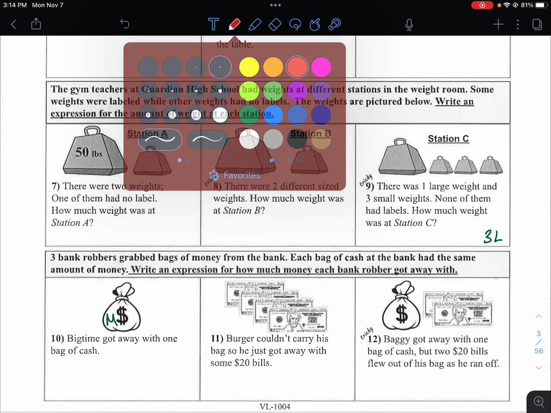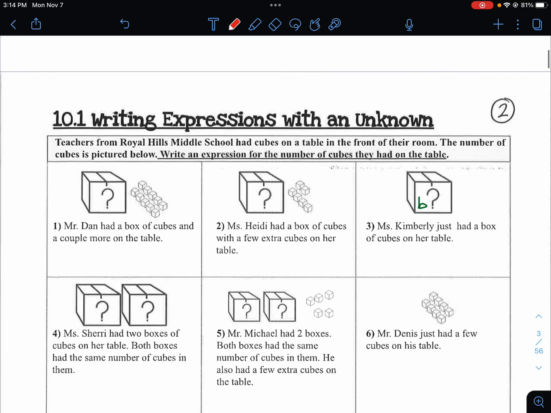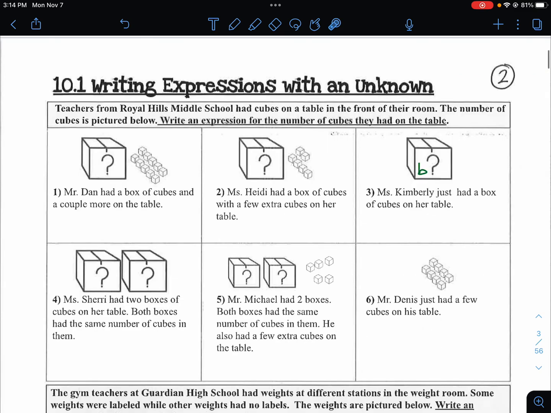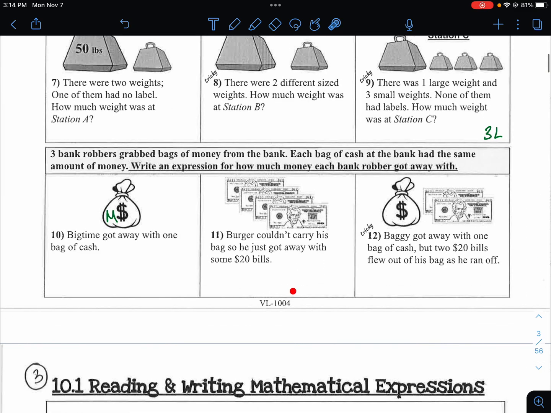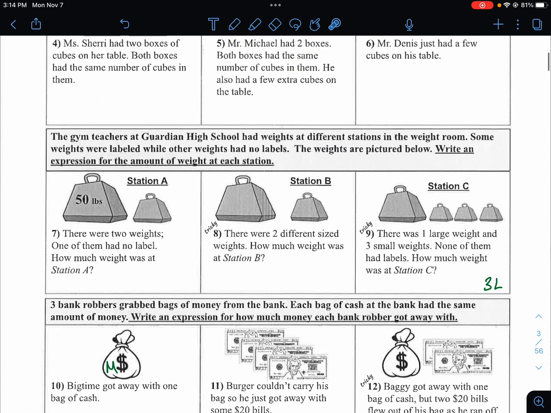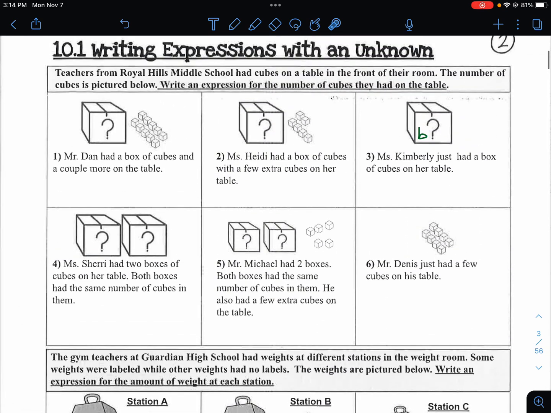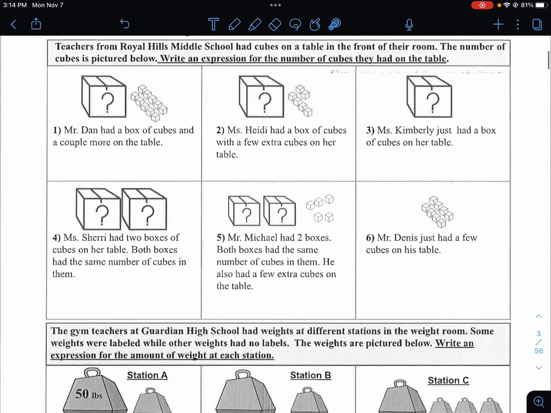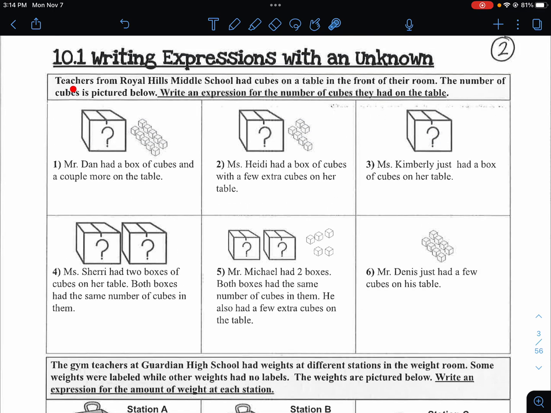In this video, I'm going to go over the writing expressions with an unknown worksheet, VL-1004, and I'm going to explain how this works. I'm going to go over some of the trickier questions. We're learning about variables or unknowns. So let's just do one or two from each section. Let's take a look at the first section.